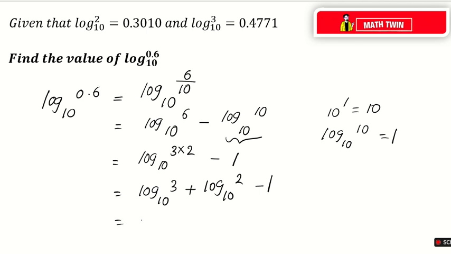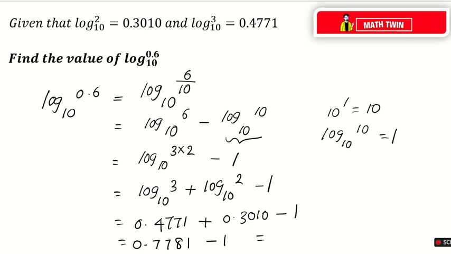So this is 0.4771 plus 0.3010 minus 1. So when you add these two, you will get 0.7781 minus 1. So the final answer should be negative 0.2219.